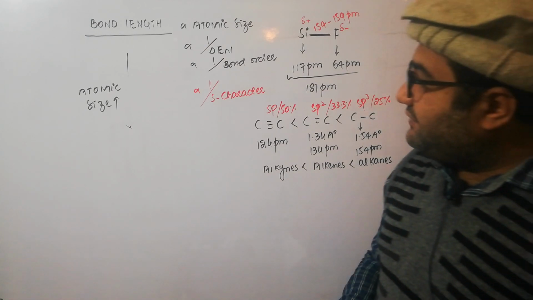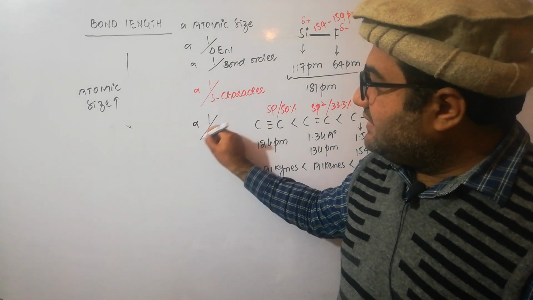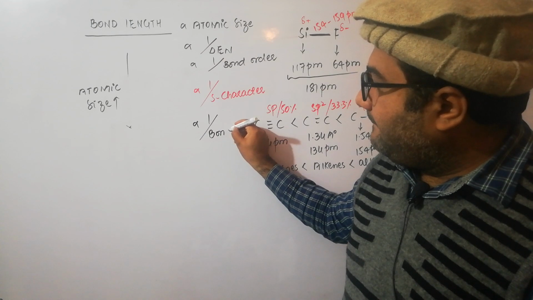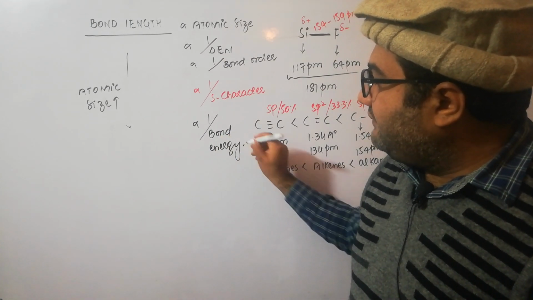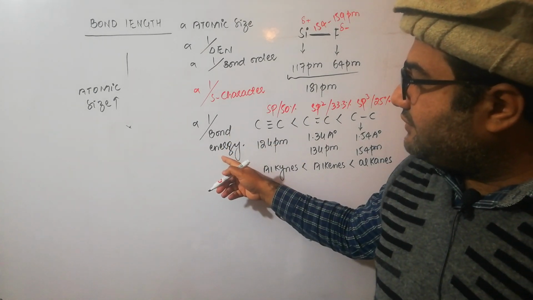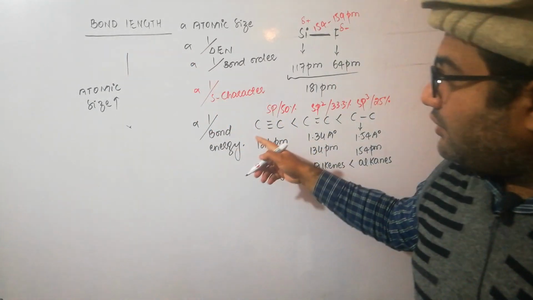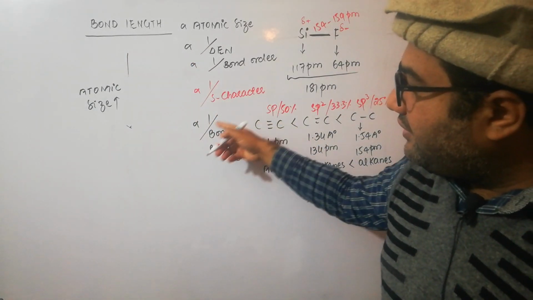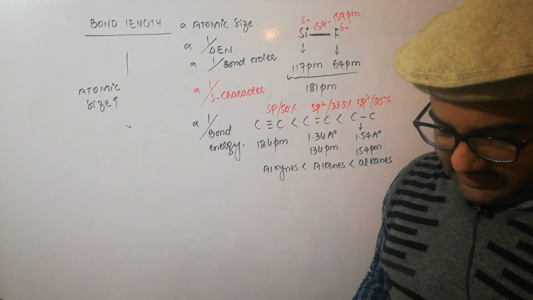The next factor which affects the bond length is the bond energy. And keep one thing in your mind, that the stronger bonds are always the shorter bonds. Stronger bonds have high value of the bond energy, so they will have low bond length. And when the bonds are weaker, means low bond energy, they will be longer, means their bond length will be quite high.